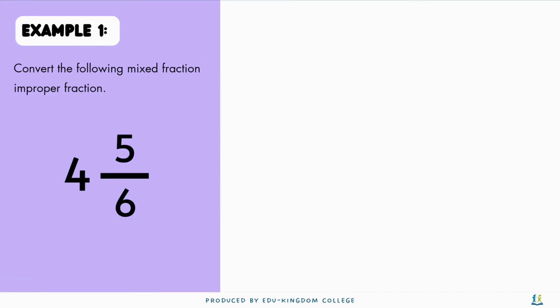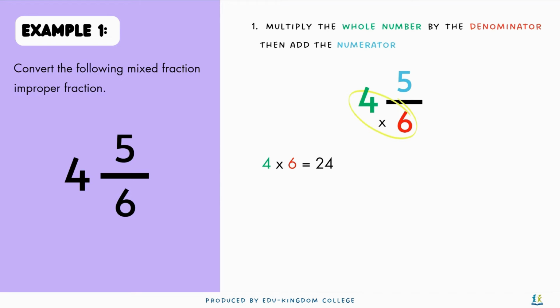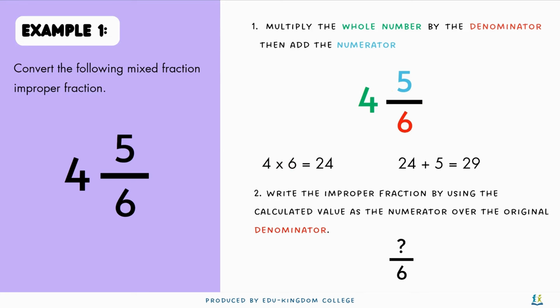Example 1 here, convert the following mixed fraction into improper fraction. 4 and 5 over 6. First, multiply the whole number by the denominator and add the numerator. So 4 times 6 gives 24, and 24 plus 5 gives 29.